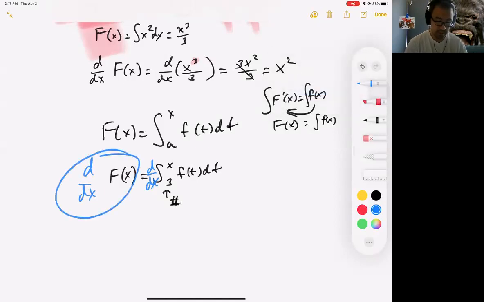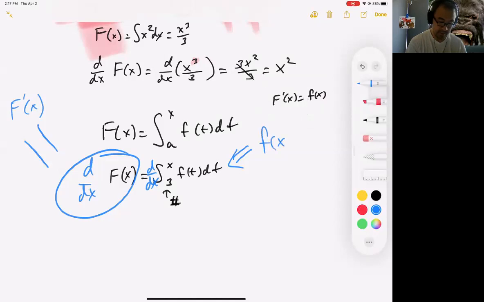Well, we wrote this before. We said the derivative of capital F, isn't that the same thing as us saying F prime of x? Okay, that's the same meaning. So what should this side equal according to our rule back here when we first started? Shouldn't this side equal f of x? So the derivative d over dx of the integral from 3 to x of f of t dt is equal to just f of x.